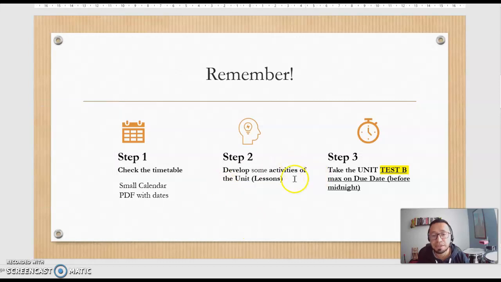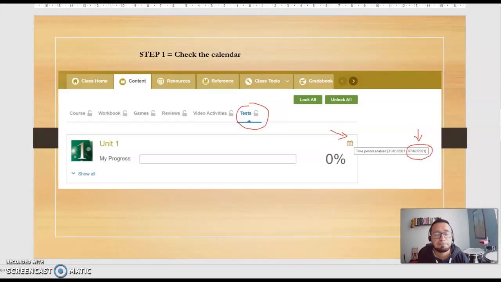Step two, develop some activities of the unit. And step three, please take the unit test B. You have to take the unit test B. I will explain step by step here with pictures so you can see what I'm talking about when you access your virtual book. You will notice that there is a section called test, okay? And in there you will see this very small calendar that will show you the time period in which it is enabled, okay? So there is a time limit for you to take the test, okay?